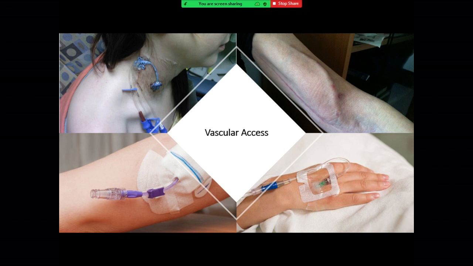So vascular access, this is one of the first things. We already saw the PICC line. Bottom right corner, you see your typical IV. In the hospital, you may see this IJ, a catheter going directly down to the heart, which gives you lots of good access. And over on the top right, this is a hemodialysis access.